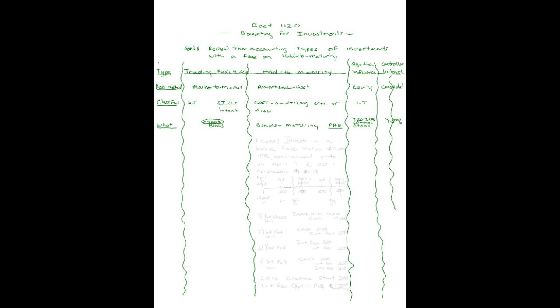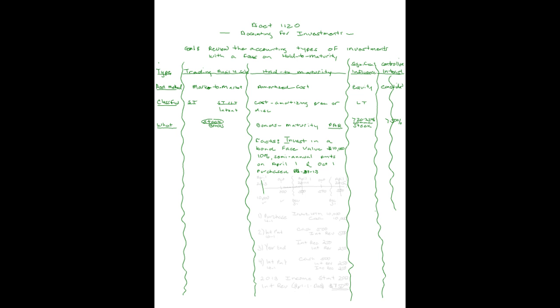Let's start, as we do, with some facts. Are you ready? Here are our facts. We decide to invest in a bond with a face value of $10,000. It's a 10% bond, but it pays interest semi-annually, so each interest payment will be 5%. And we'll collect them on April 1st and October 1st. We purchased it on, we're going to go with April 1st. Silly me. We purchase this bond on April 1st.